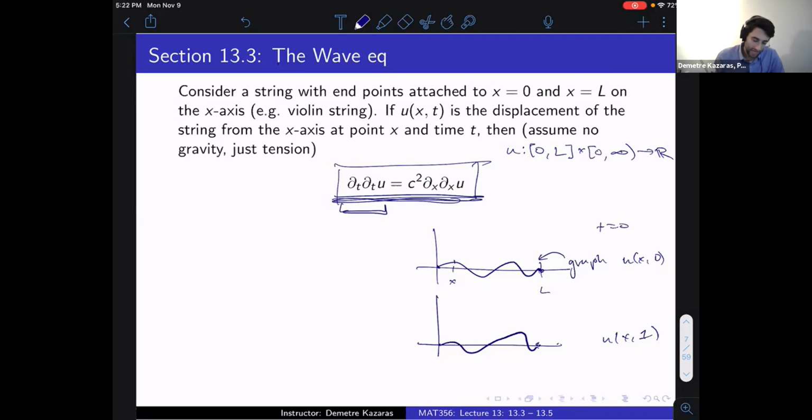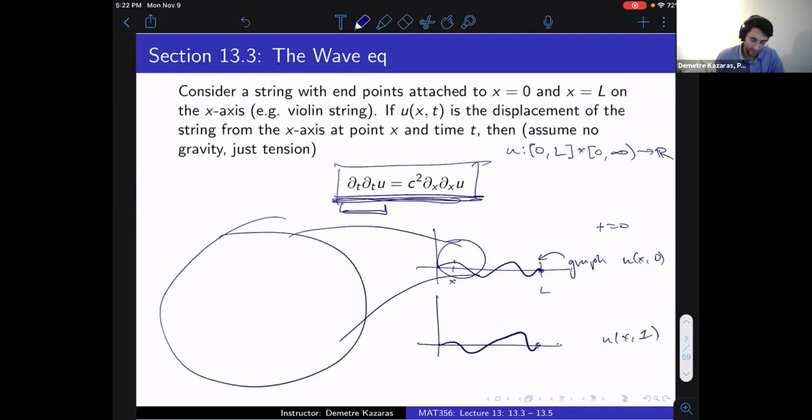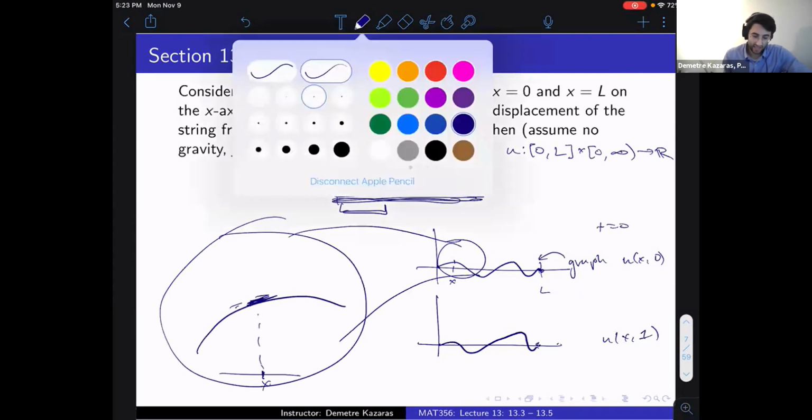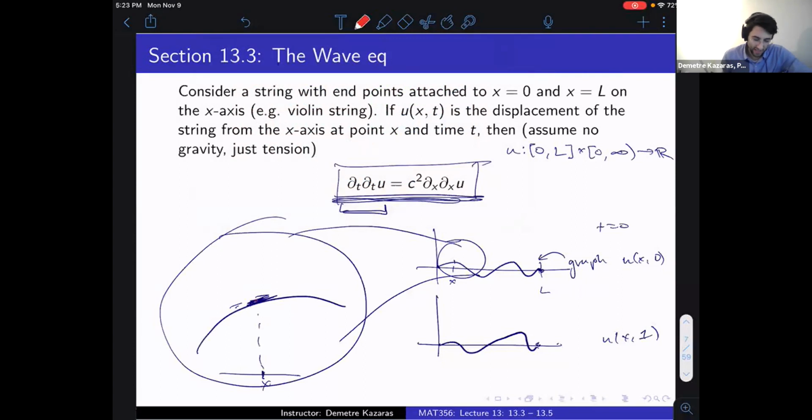If you zoom in close to a tiny point on the string, you get a picture like this. This is the tiny point that lies above x on the x-axis. Just to give you a sketch of what's going on here, you analyze that there's some tension because the string is attached on the left. You think of the string as made up of many tiny segments that you take the length of going to 0.